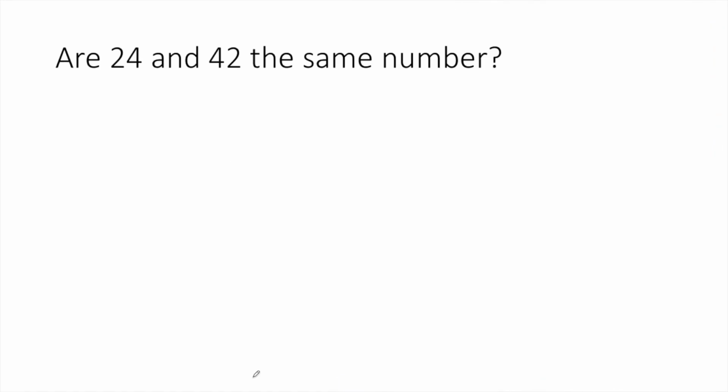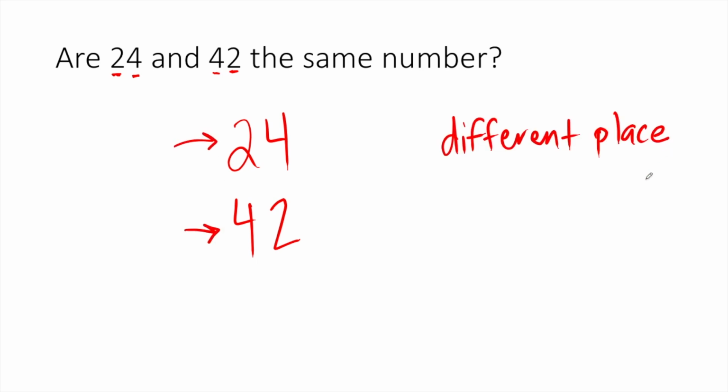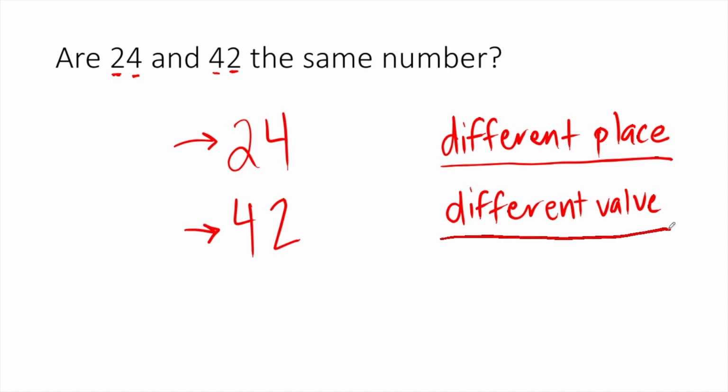Are 24 and 42 the same number? What do you think? No, they're not the same number. They have the same digits. They have a 2 and a 4. And there's a 2 and there's a 4. But because the digits are in different places, we don't read them the same at all. This is 24 and this is 42. Because the digits were in a different place, they have a different value.